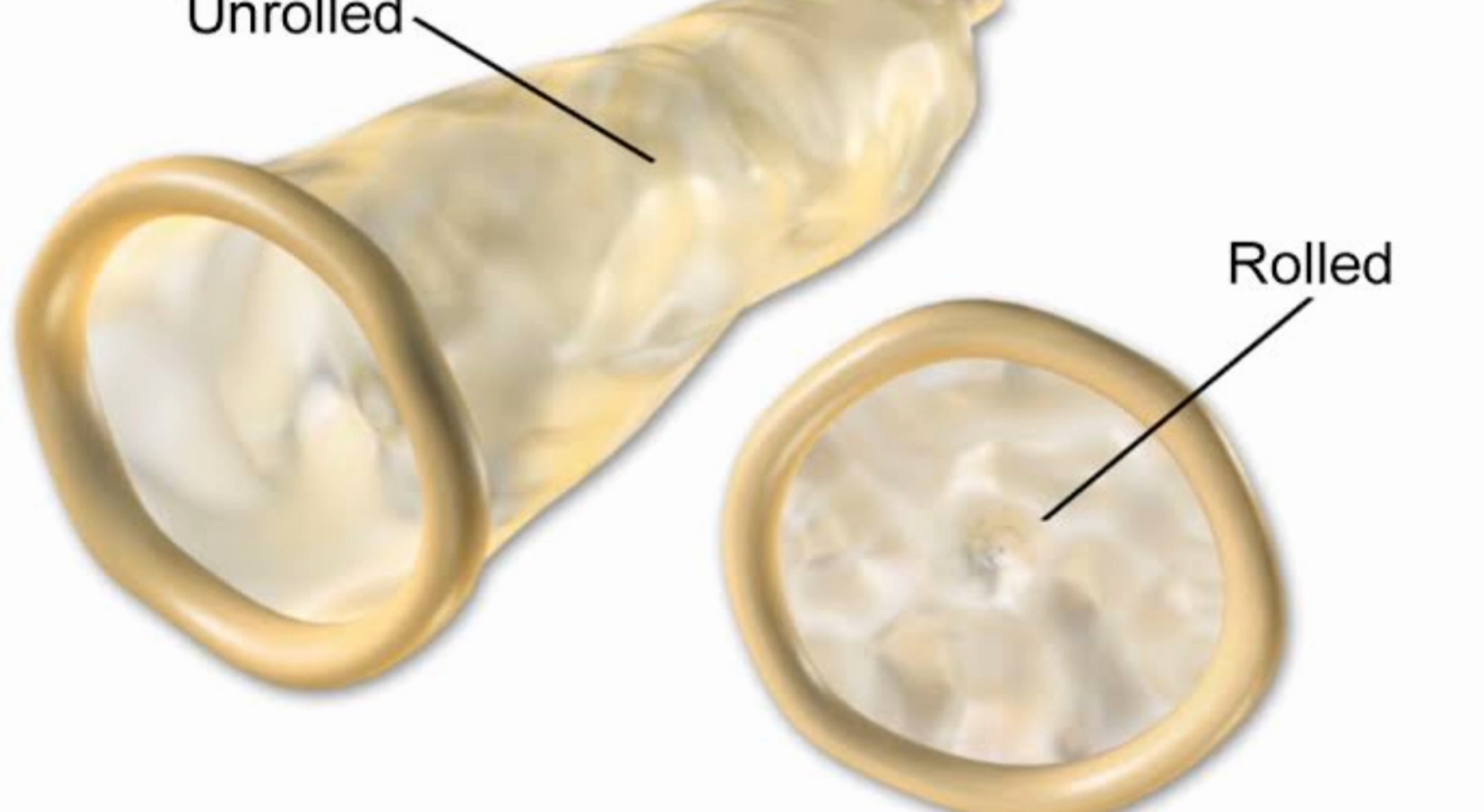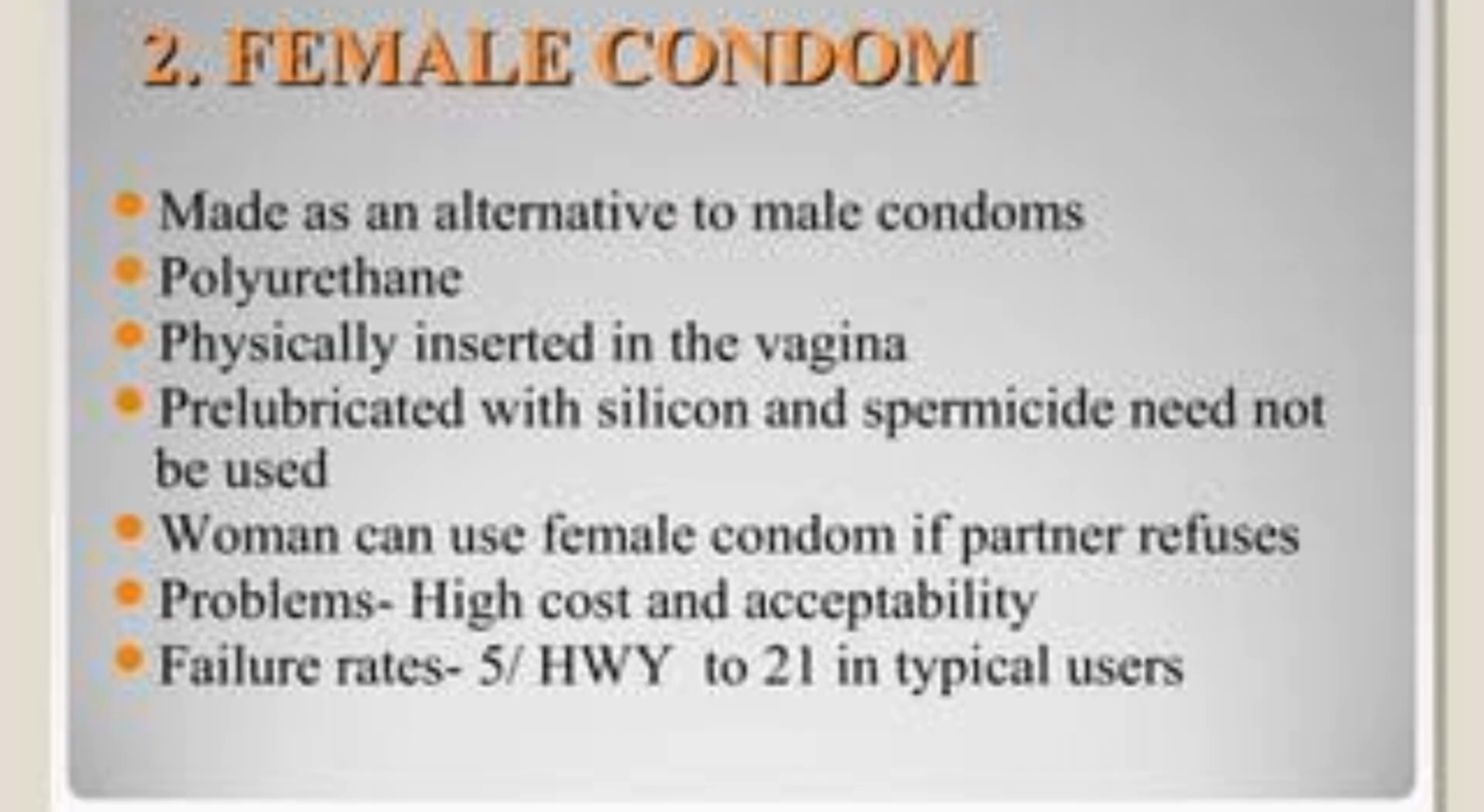The next major methods are called diaphragm, cervical cap and vault. These are dome-shaped devices made up of rubber or latex or silicone. They are used to cover the cervix during copulation as a measure of birth control. They are inserted just before sexual intercourse. So this can prevent pregnancy by checking the entry of sperm into the uterus.